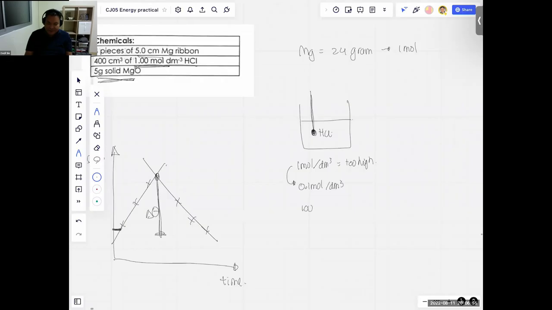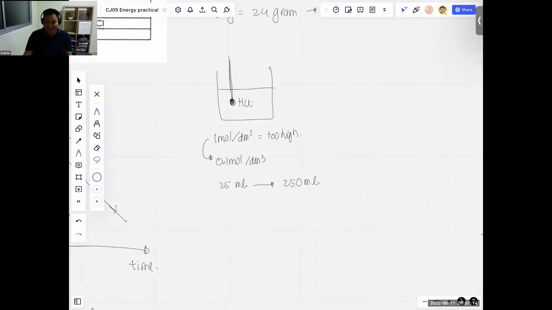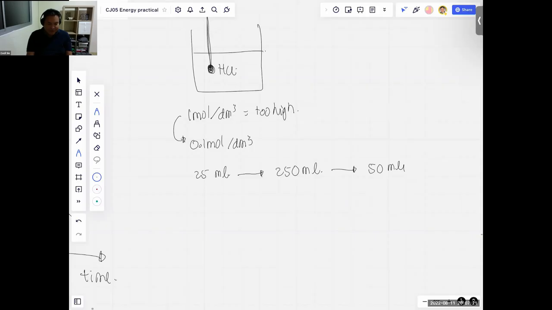Take 100 ml, then you dilute it to 25 ml. Then you dilute it to 250 ml. Yes. So from the 250 ml, you take 50 ml. Oh, sorry. You don't understand ml. What is ml? Cm cube. Yeah?